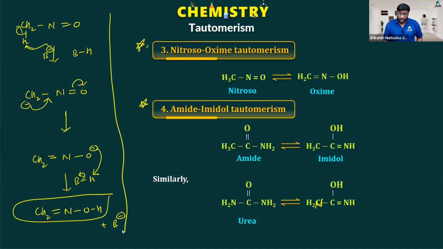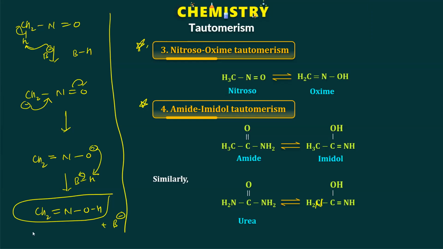Nitroso-oxime, amide-imidol, yes or no? Nitro-acinitro, keto-enol forms. These are the respective tautomerizations which you can have. And using these tautomerization structures, we can think of whether a particular compound is going to be formed or not, whether tautomerism is possible or not possible. Is everything clear, students, so far?